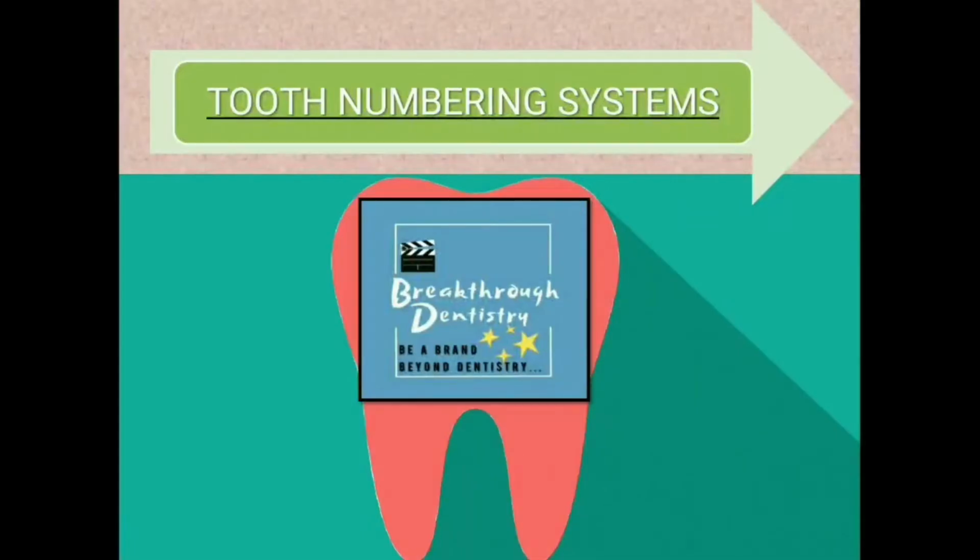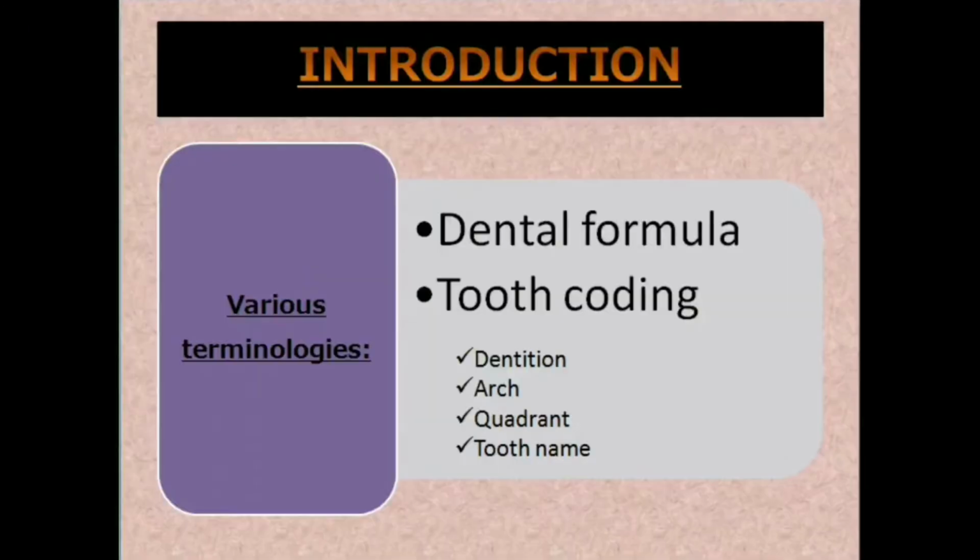In this lecture, we will see various tooth numbering systems used in dentistry. Before we go to the various tooth numbering systems, we must understand certain terminologies. What is dental formula? It is a formula for denomination and number of teeth for mammalians. Tooth coding includes dentition, either permanent or deciduous, arch, either maxillary or mandibular, quadrant, which may be right or left, and tooth name, that is the specific tooth which we are talking about.